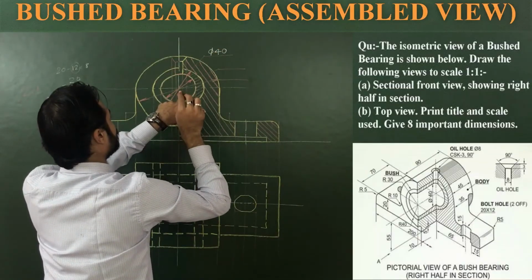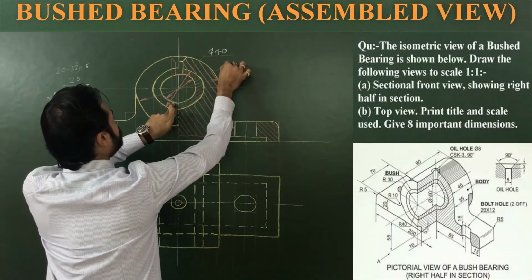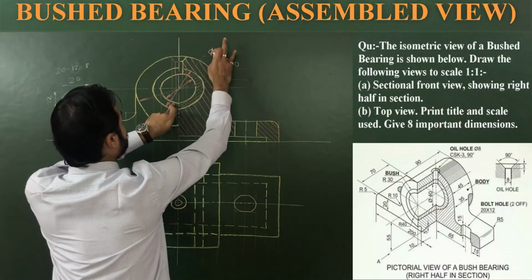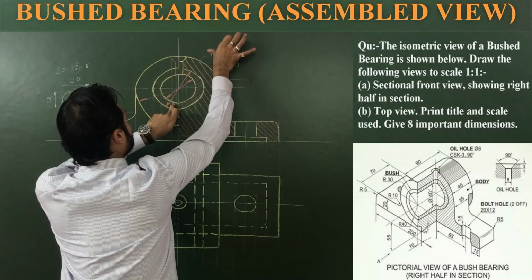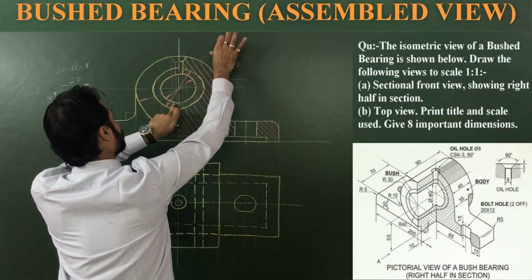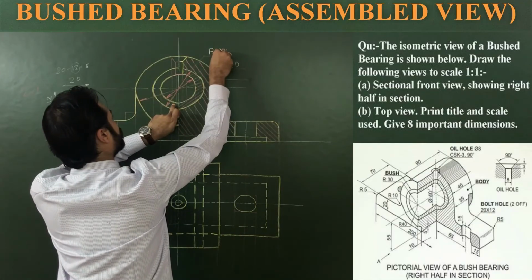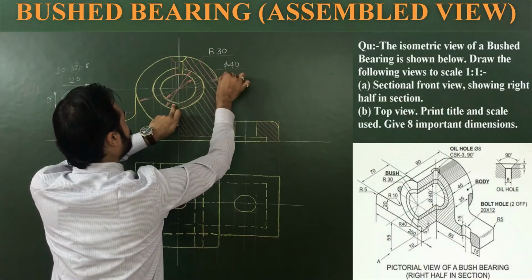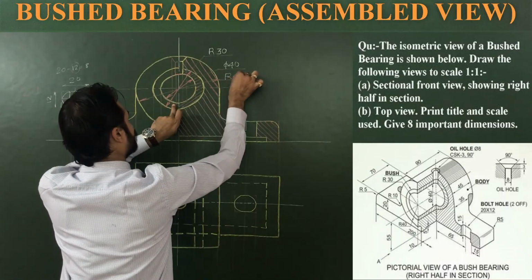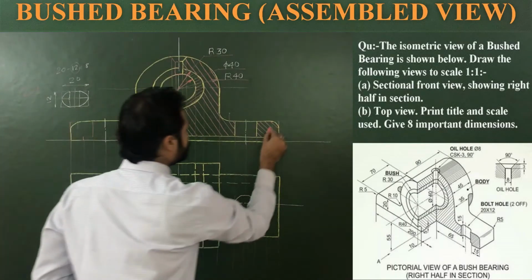Diameter 40, no, the diameter is 60. Okay, for this the diameter is 40. Here, how much is the diameter? The diameter is 60, or we can say R30 because the radius is given to us, so better to write R30, and for the last R40.